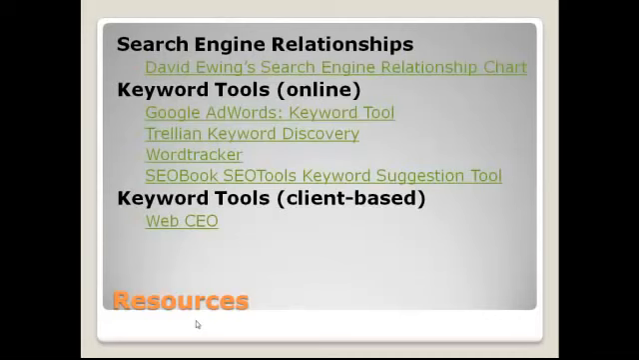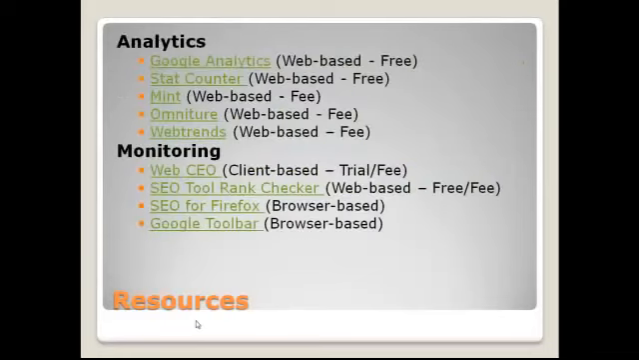If you sign up for our ebook, it'll give you access to not only those resources, but a huge wealth of others. There's Omniture, Mint, Web Trends, a stat counter, and as far as tracking and monitoring, SEO for Firefox Tool is a great plugin. Google Toolbar is a great plugin, and what's cool is that they're free. So there's no budget that can't afford a free trial.